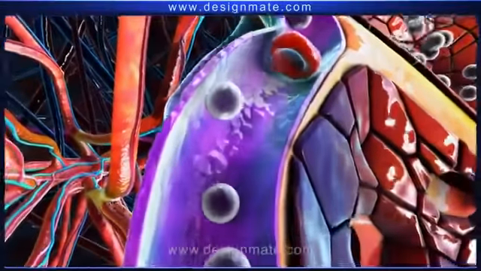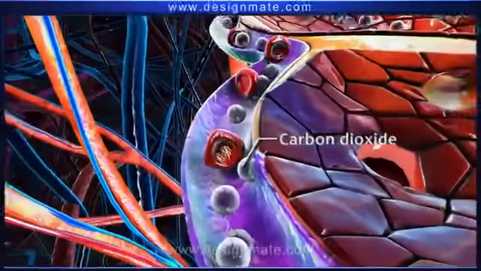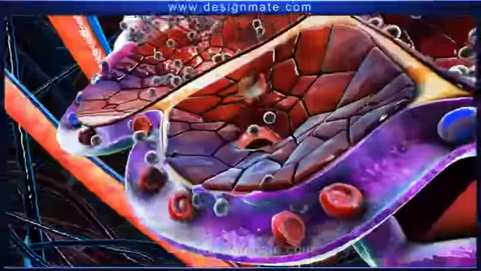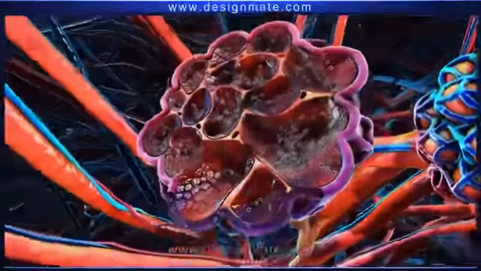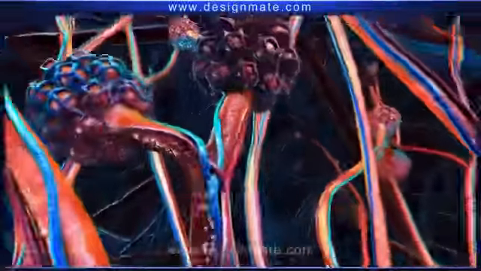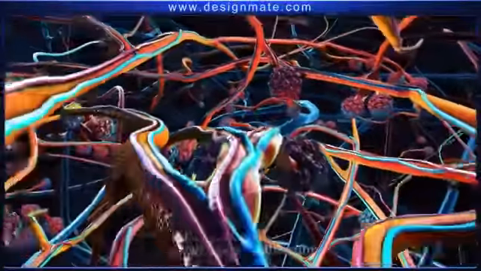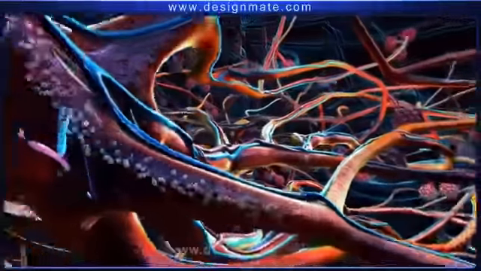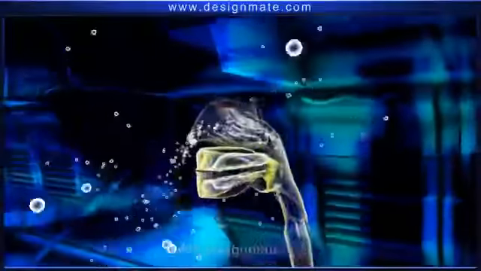The blood moving into the alveolus contains RBCs and carbon dioxide molecules. These molecules are released into the alveolus. The carbon dioxide collects in the alveolar chamber, and then from the alveolus it travels through the bronchioles into the bronchus, which finally reaches the trachea and is breathed out through the nostrils.